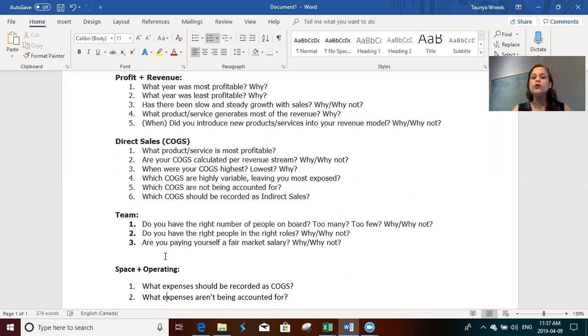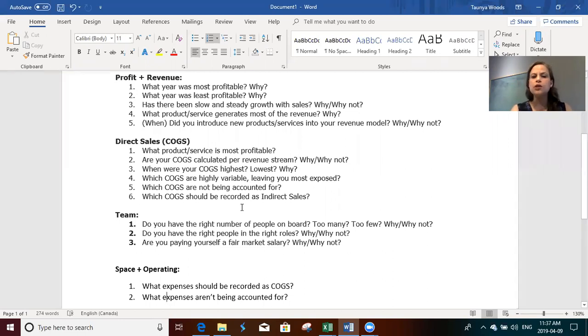When were your cost of goods highest and when were they lowest, and why? So going back to those numbers to say, we took way too much money out here, we paid subcontractors way too much over here, we got really sloppy with our materials over here, or maybe there were some really brilliant efficiencies that you managed to factor in there too. So just making sure that all of that's coming together for you.